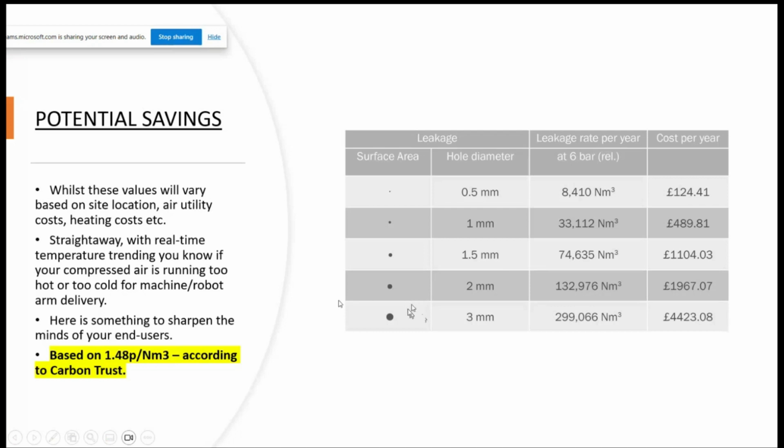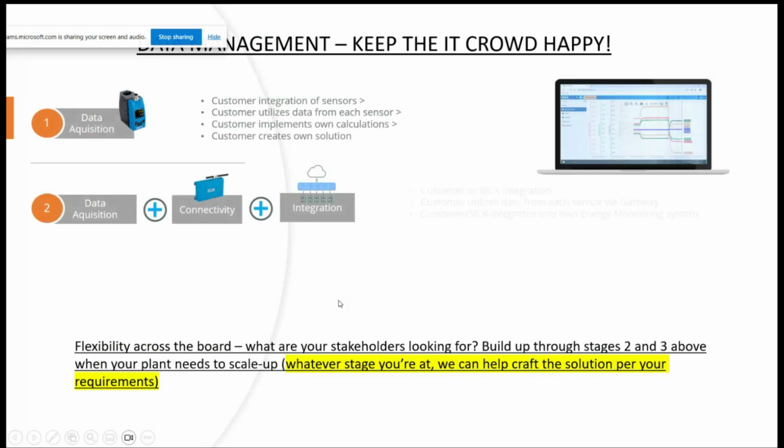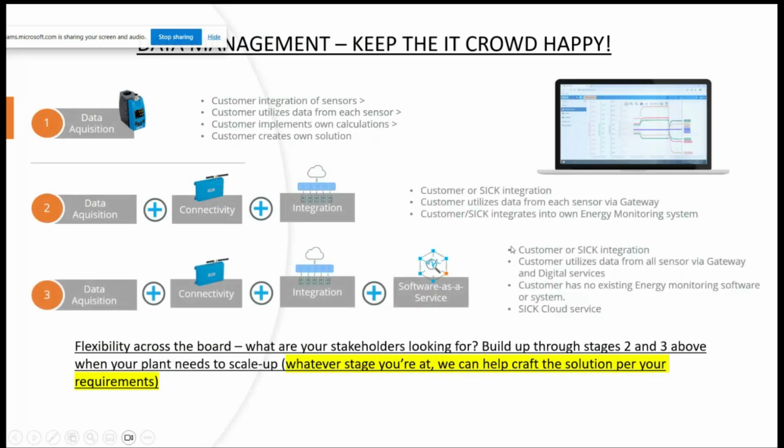So we're going to look at, next now, the data management. Now, in essence, the beauty of it is that it's versatile.